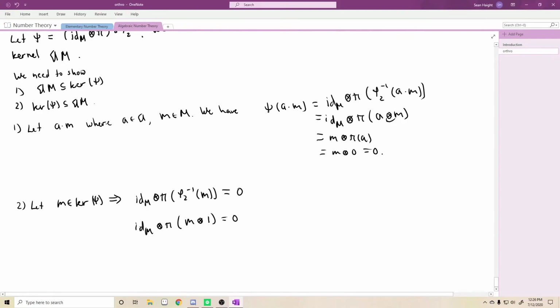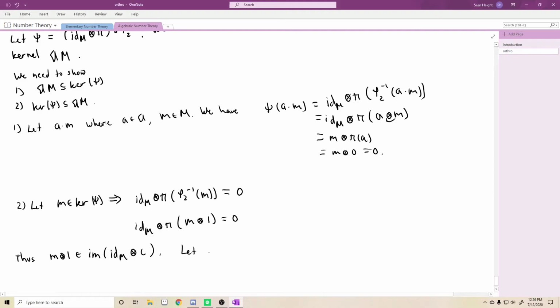So since this guy is 0, I can pull this back. So thus m tensor 1 necessarily has to be in the image of ID_M tensor this embedding. Okay, so I'm going to go ahead and write it as such.